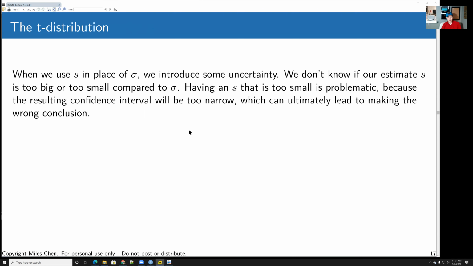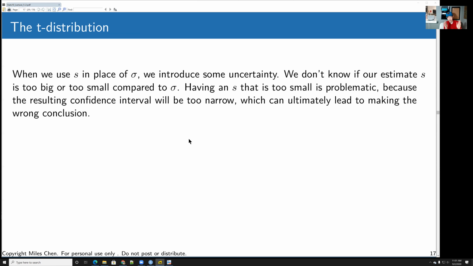So I wrote some stuff about this. When we use S in place of sigma, we introduce some uncertainty. We don't know if our estimate S is going to be too big or too small compared to sigma, the population standard deviation. Because it's random, your S could be a little bit bigger than sigma, or a little bit smaller. Having an S that's too small is problematic, because it's going to create a confidence interval that will end up being too narrow.